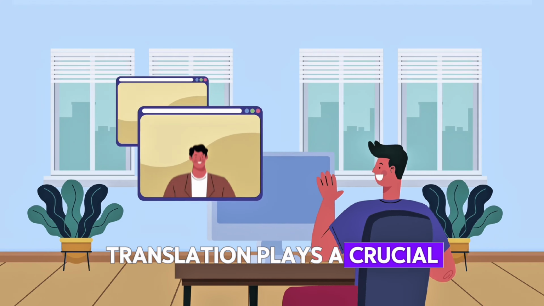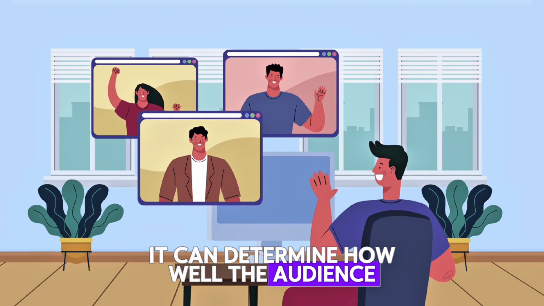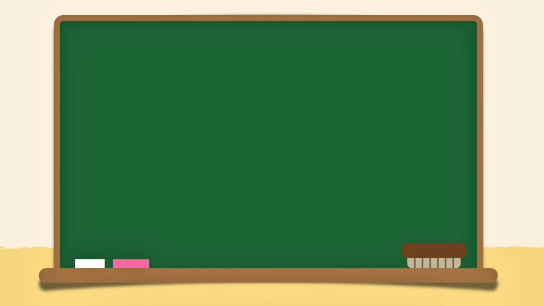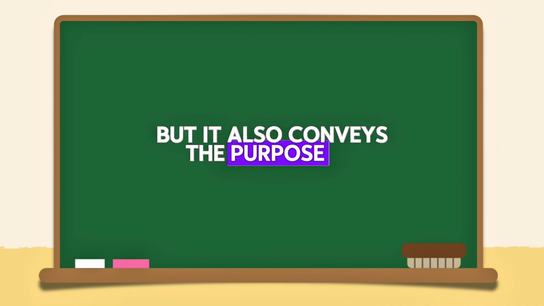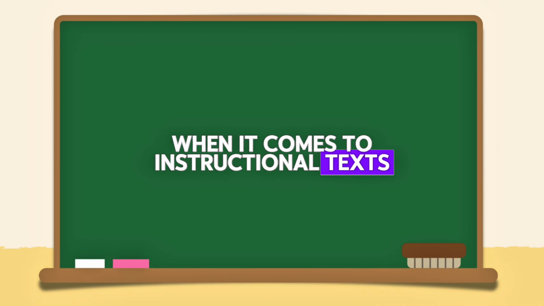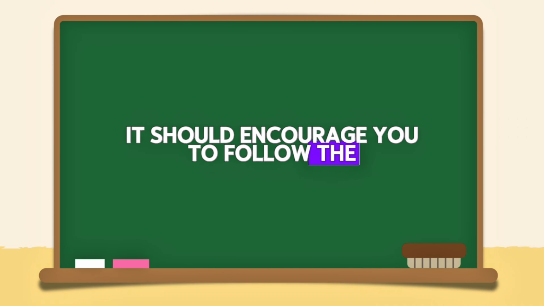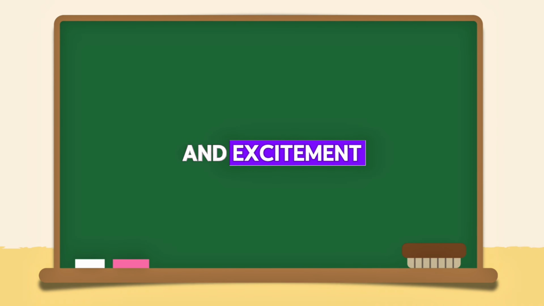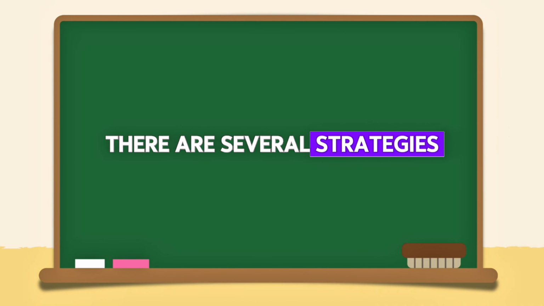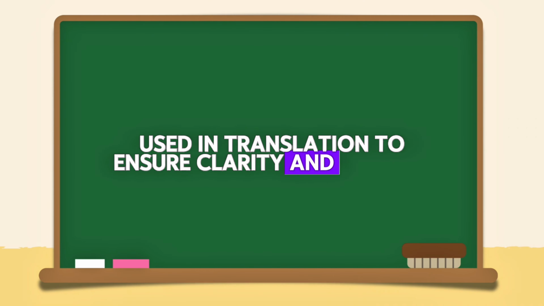Translation plays a crucial role in communication. It can determine how well the audience receives the information. A good translation doesn't just provide comprehensive information, but it also conveys the purpose of the text clearly. When it comes to instructional texts, including recipes, it should encourage you to follow the steps with ease and excitement. There are several strategies and techniques used in translation to ensure clarity and quality.